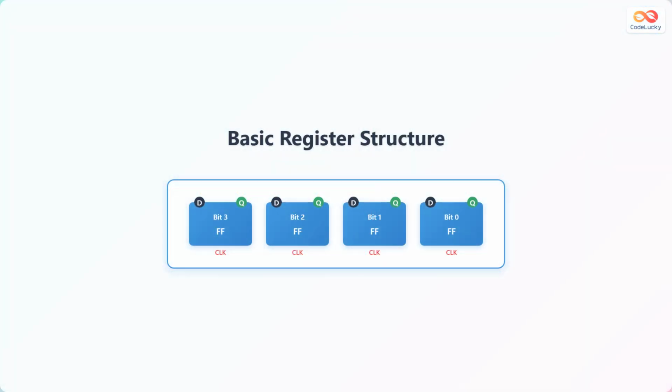Here we are looking at the basic structure of a register. Notice the arrangement of flip-flops. Each flip-flop is responsible for storing one bit of data. For example, we have bit 3, bit 2, bit 1, and bit 0, each stored in its own flip-flop. All flip-flops are connected to a common clock signal, labeled CLK, which synchronizes the operation of the entire register. The D and Q on the flip-flops represent the data input and output respectively.